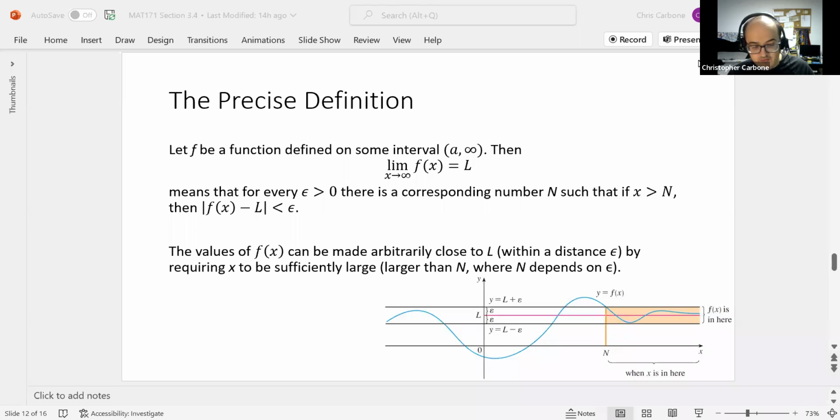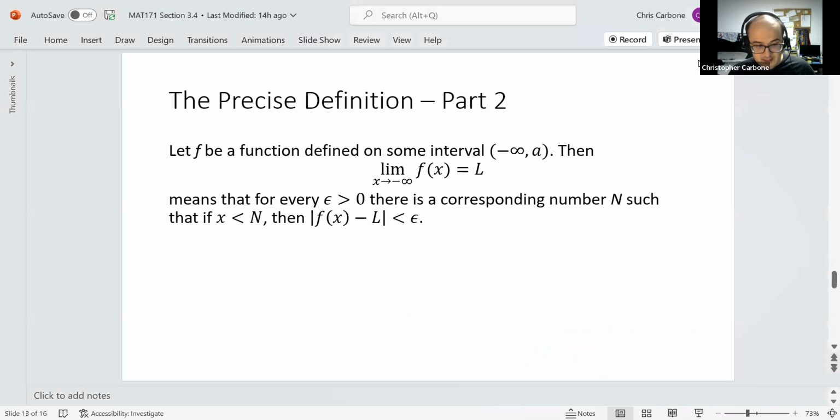So the values of f of x can be made arbitrarily close to L within a distance of epsilon, as we could see in this graph here with this yellow box, that distance of epsilon on either side of L. By requiring x to be sufficiently large, larger than capital N, well, capital N depends on epsilon, which you could see we could have capital N being here. That means x would be someplace in this yellow box region in this graph.